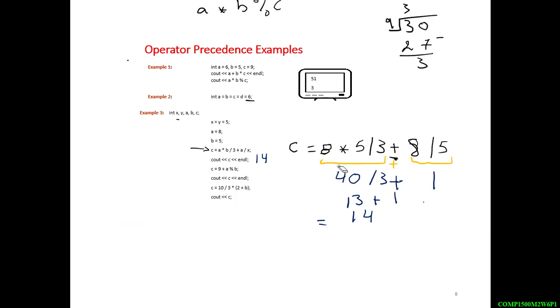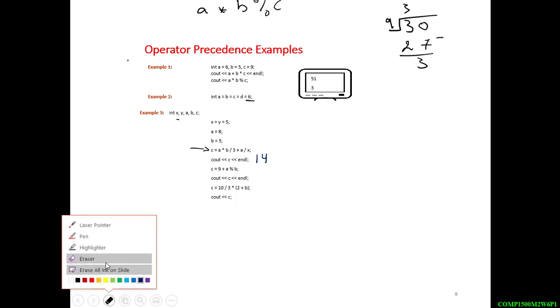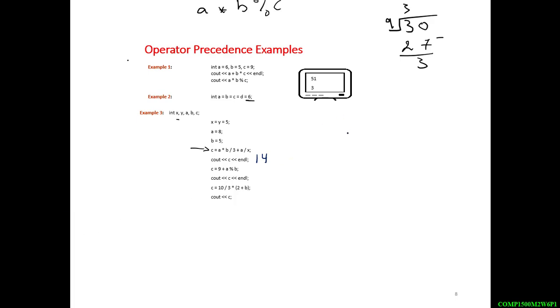It says c is equal to 9 plus a modulus b. So it is 9 plus, what is a? a is equal to 8. What is b? b is equal to 5. 8 modulus 5 is equal to 3. So 9 plus 3 is equal to 12. So the value over here is 12.